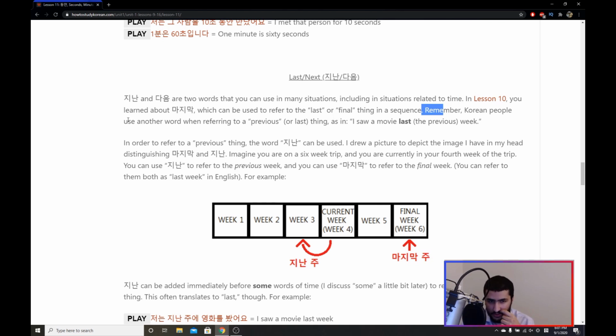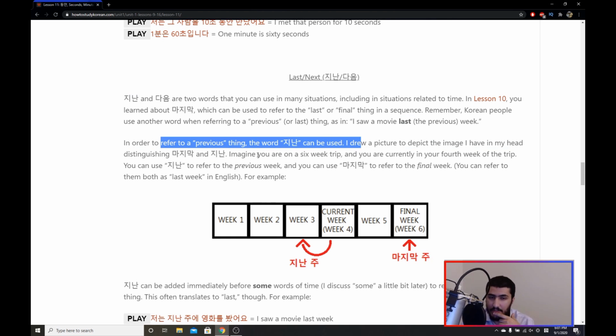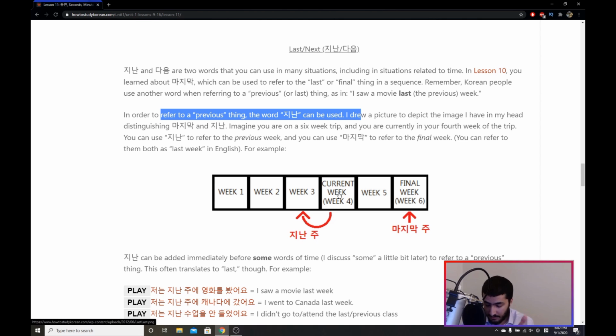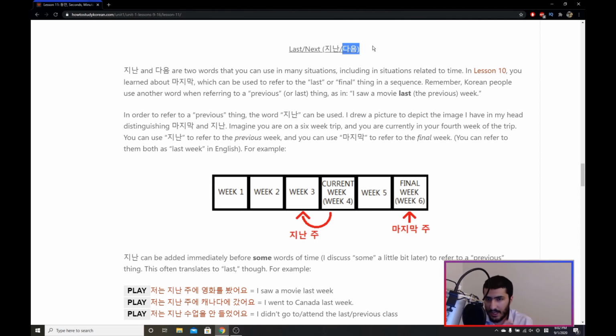Remember, Korean people use another word when referring to previous. So I saw a movie last week. Last week is not 마지막, it's 지난. In order to refer to a previous thing, 지난 is used. I drew a picture here. So last week, I'm in the 4th week. I want to say, oh, next week I'm going to Hollywood. 다음. This is when you use 다음.